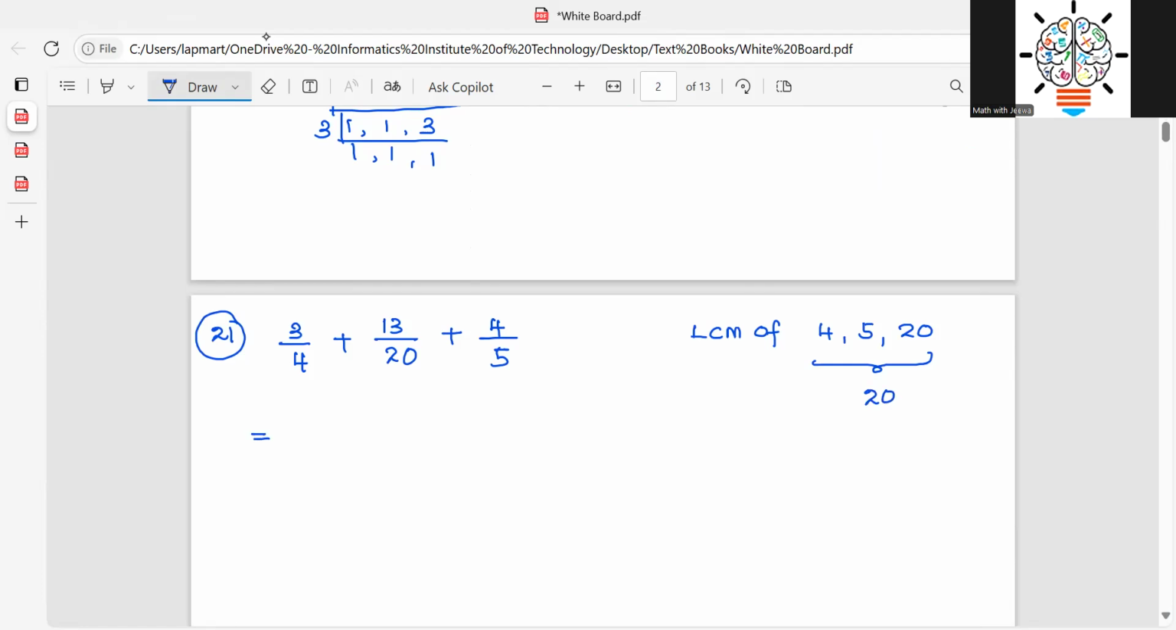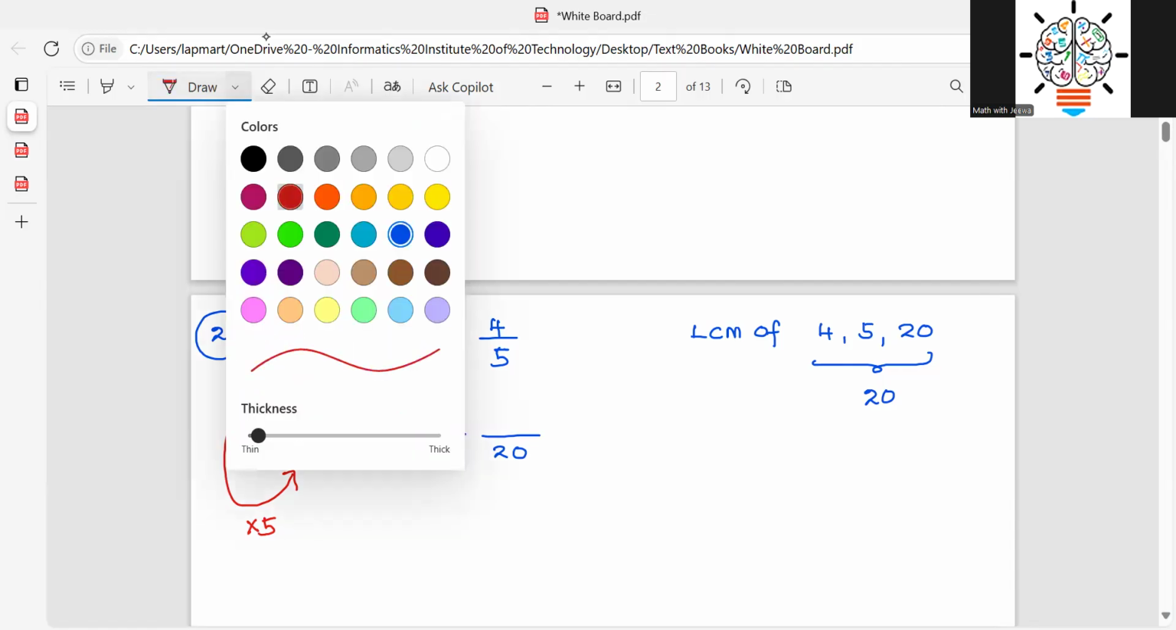See what I'm doing, children. See the way I'm writing it. You also can follow the same thing. You write 20 here and see how I can convert 4 into 20. 4 times 5 is 20. I will show you one example. You don't need to show these, but I'll just show you: 4 times 5 is 20. So I want to do the same thing here. I multiply by 5. So my answer will be 3 times 5, 15. And here 13 over 20 I can write as it is.